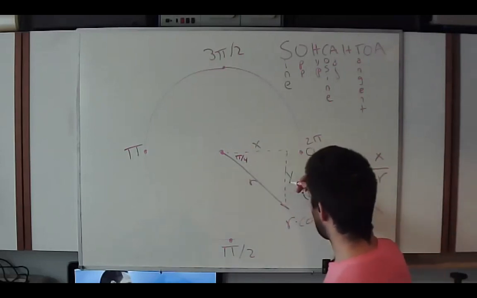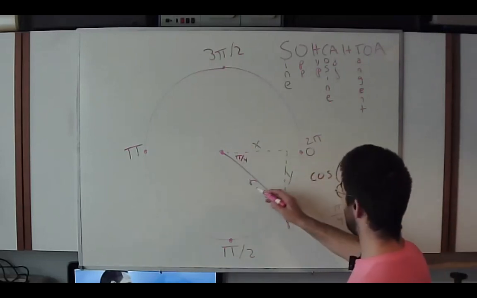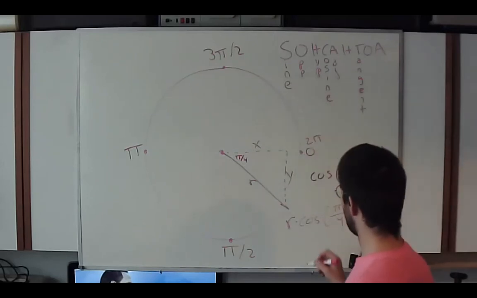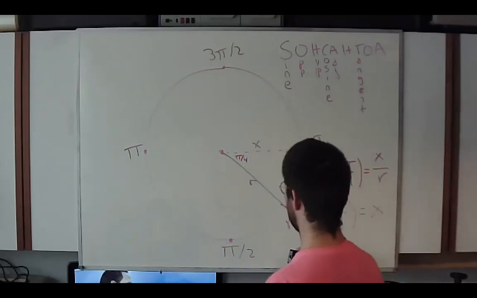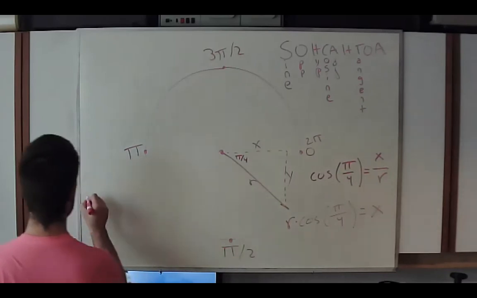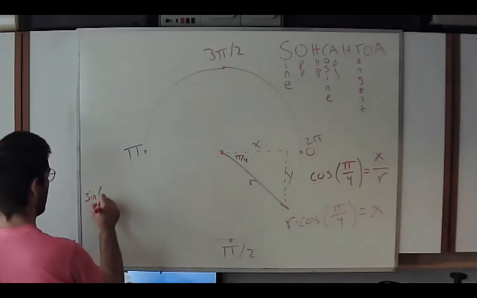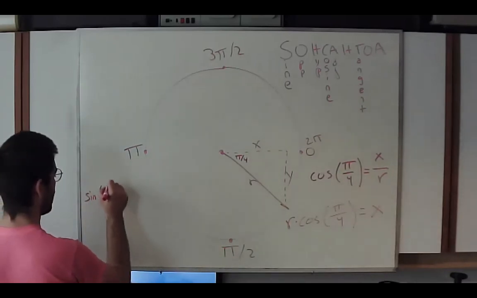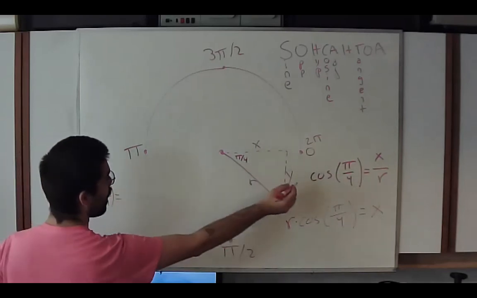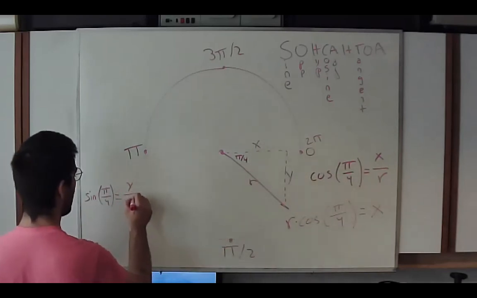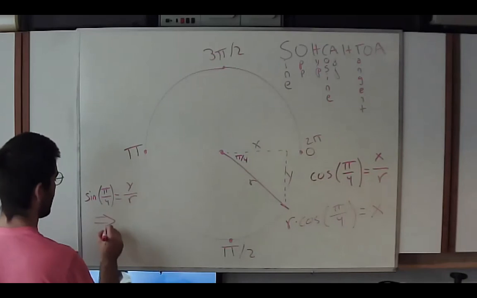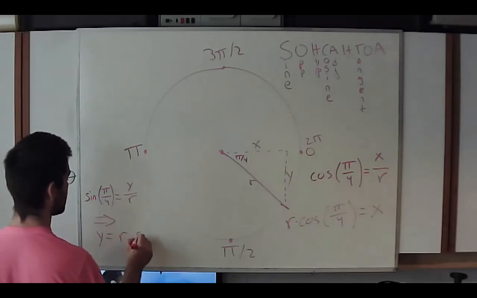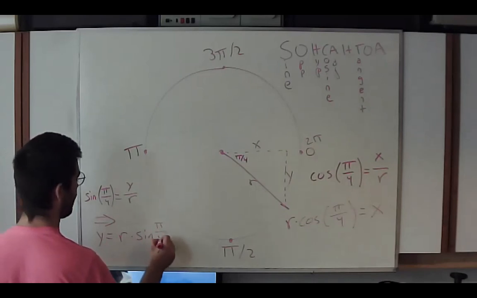And for y, we have the opposite over the hypotenuse. So that's going to be our sine. So I'll do that over here. So sine of pi over 4 equals y over r, which means that y equals r times sine pi over 4.